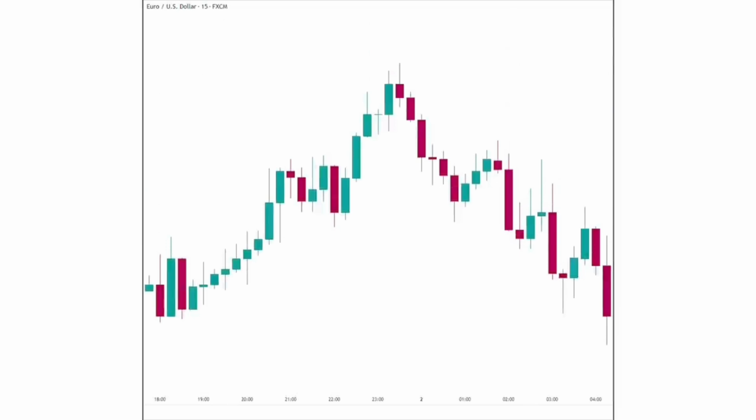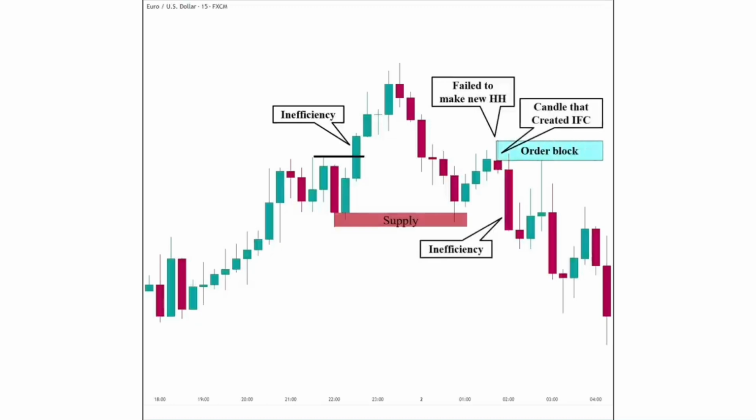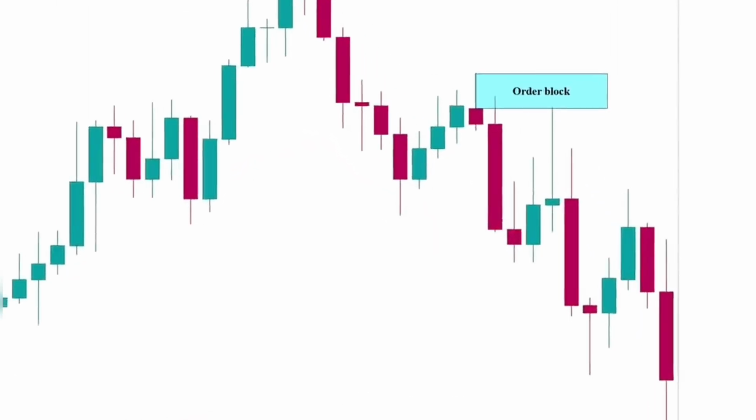Here price broke through the structure level with inefficiency, leaving behind an extreme supply level. After mitigating this supply zone, price failed to make a new higher high. It breaks through the supply level with inefficiency, making this candle a perfect order block and an opportunity to go short. So this is how we execute our trade.